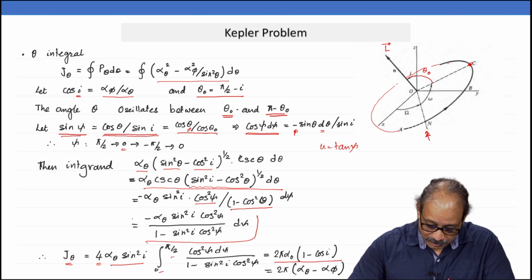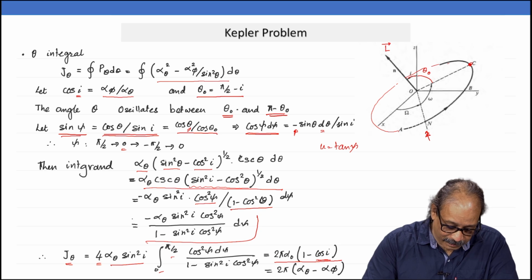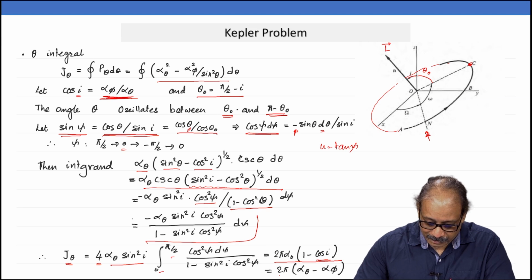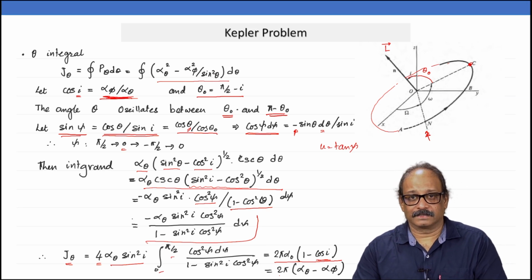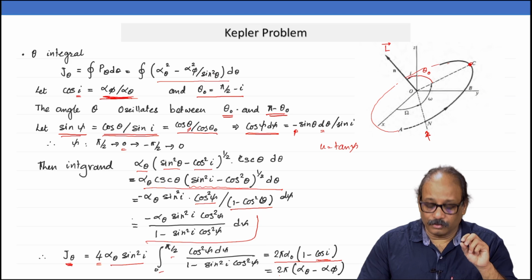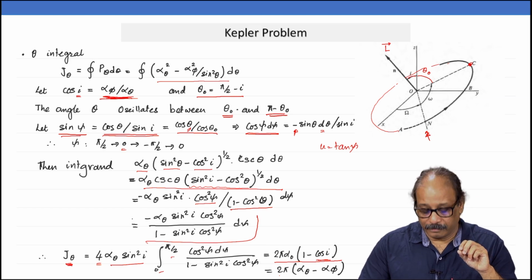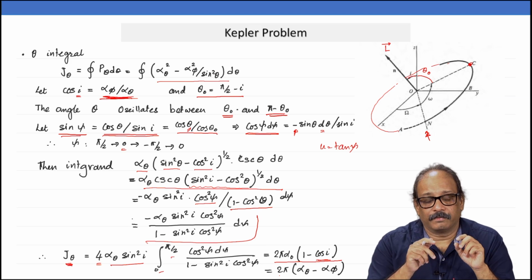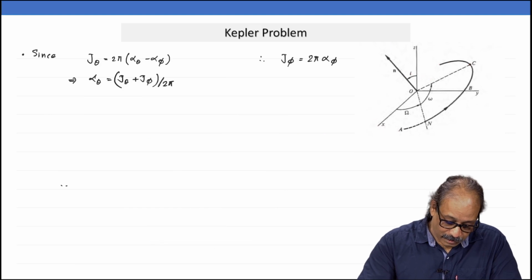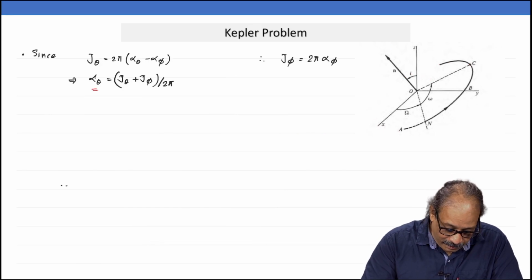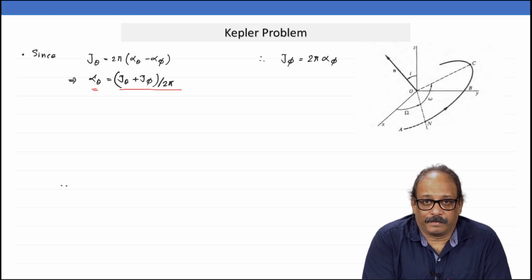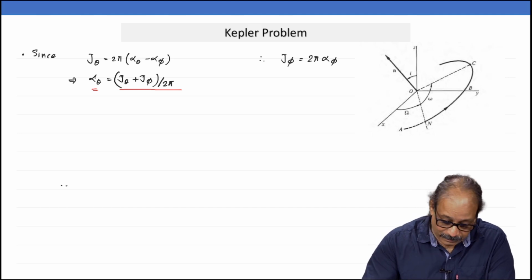And look at what is cos I there. Cos I is nothing but alpha phi by alpha theta. So, if I put that there, this would be 2 pi times alpha theta minus alpha phi. Remember this, j theta is equal to 2 pi times alpha theta minus alpha phi. But do you remember what was 2 pi times alpha phi? That was just j phi. So, your alpha theta is nothing but j theta plus j phi by 2 pi. Now, this is the consequence.